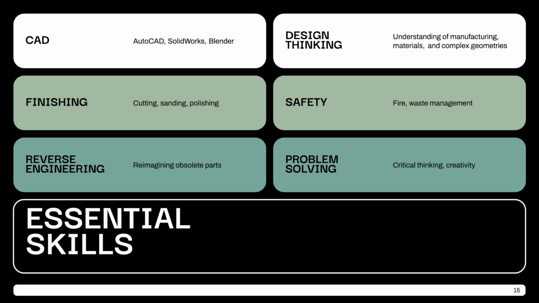Another important place to have skill and knowledge is finishing. This could include things such as sanding, cutting, and polishing. When your part comes off the printer, it might not be exactly the way that it needs to be for the prototype or whatever you're using it for. So you need to be able to edit it after it comes off the printer.